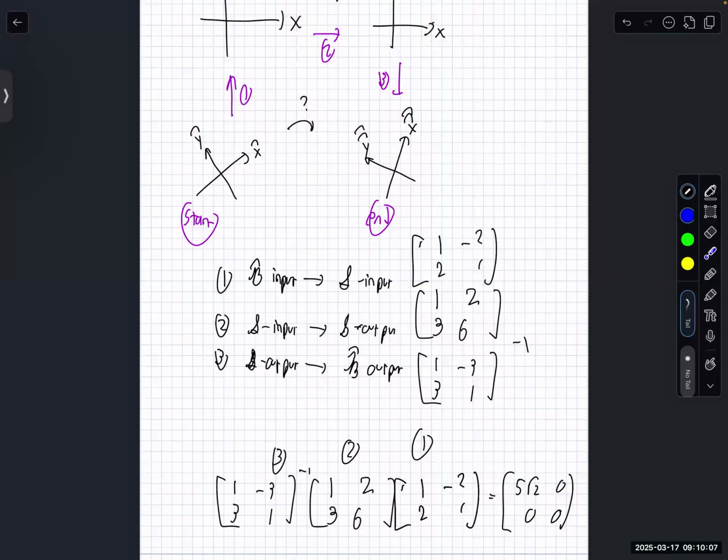So what we're going to be doing at the end of the course is we're going to be given the matrix that represents a transformation, and we are going to come up with the basis so that the transformation matrix relative to that new basis is diagonal.